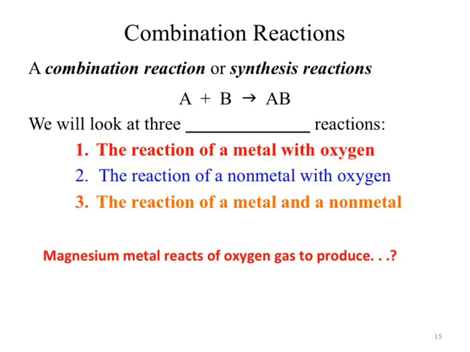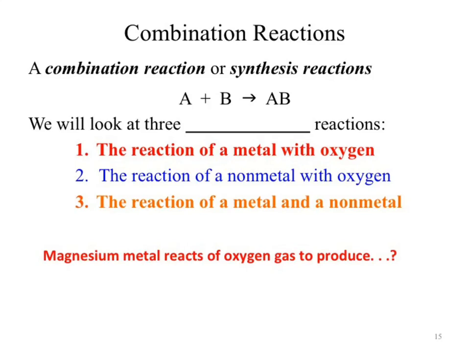The reaction of a metal with oxygen, the reaction of a nonmetal with oxygen, and the reaction of a metal and a nonmetal. Okay? So if we go through and take a look at magnesium metal reacting with oxygen gas. Which does that classify as? 1, 2, or 3? Why do you say 1? Okay, it's a metal with oxygen, which is a nonmetal. And thank you for pointing out the color coding. They're both red.